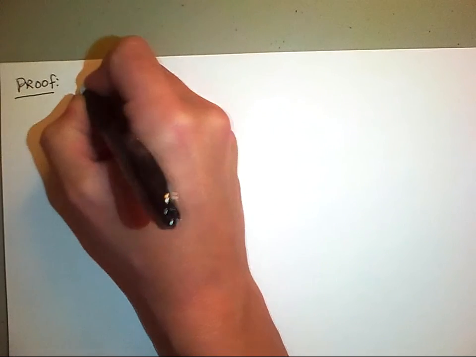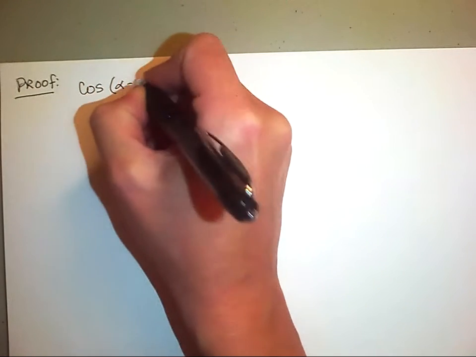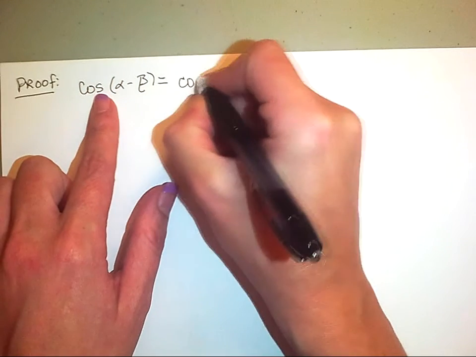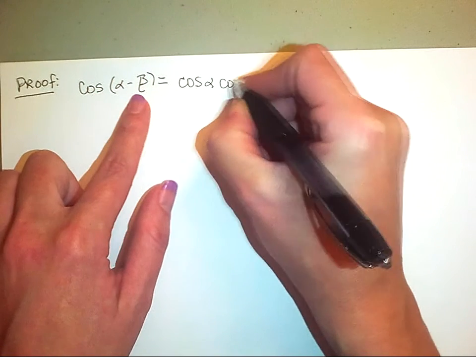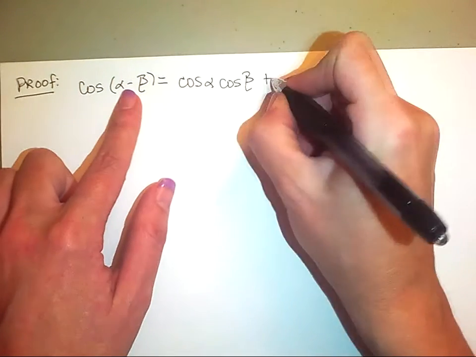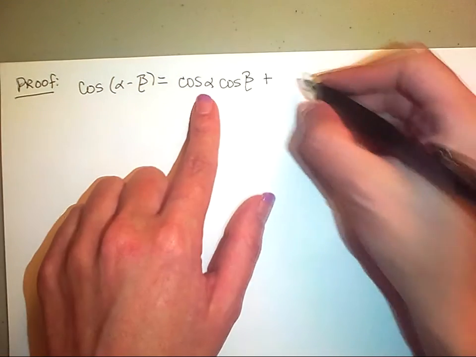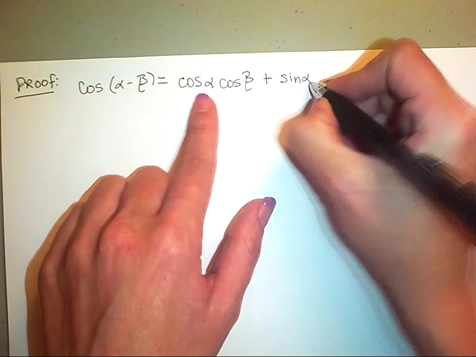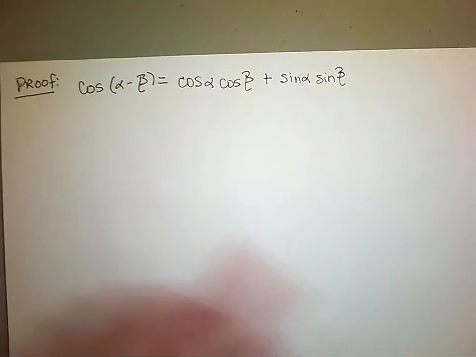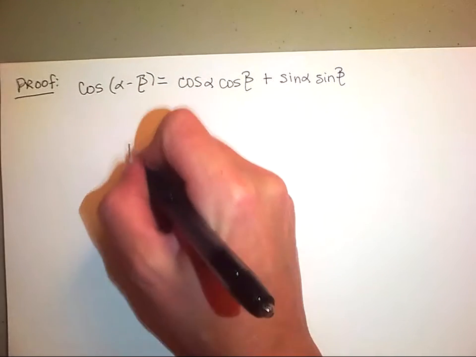Okay, let us do the proof of the cosine of alpha minus beta. Now, as I said earlier, that's going to be the cosine of the first, always the cosine of the second. It's cosine, so I'll take the opposite sign, which is a plus, and then I'll take the cofunctions, so the sine of alpha, sine of beta. So this is what we're going to prove. To do that, we're going to need to do some setup.